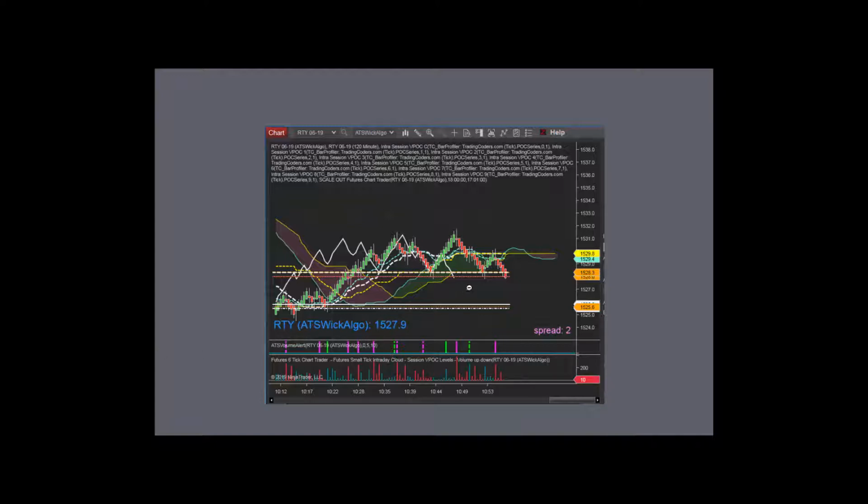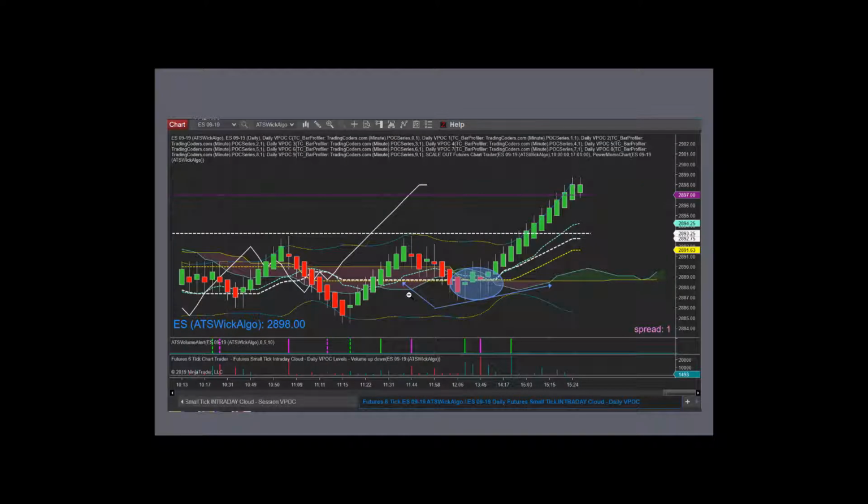You can also see when this finally worked its way through the cloud, gave the last retreat up here into the level, it broke down and there's no cloud left, so now it's got lots of room to run. It's another VPOC, daily VPOC plots on here. We got a cloud on the 10.